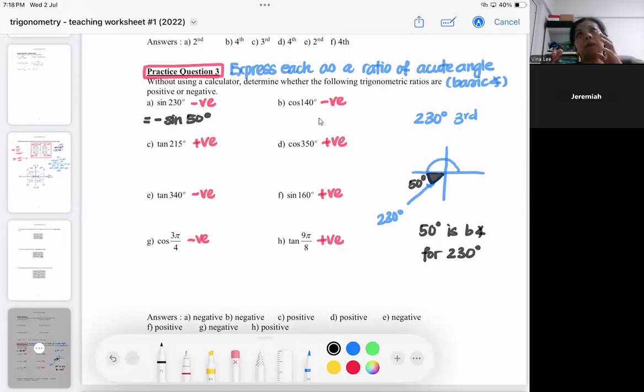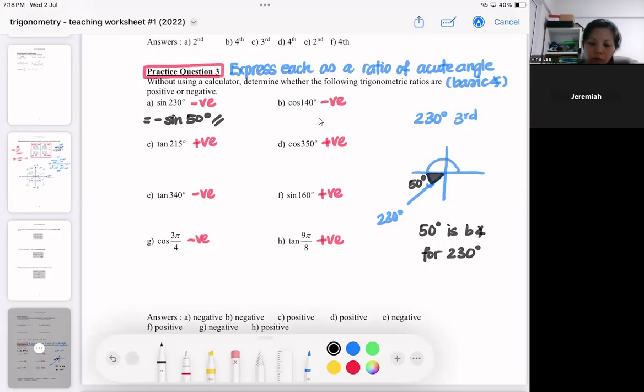You can think about it like 230 is a person. This person has a friend, and this friend is 50 degrees. And we already know that it was negative just now, so it's negative sine 50.